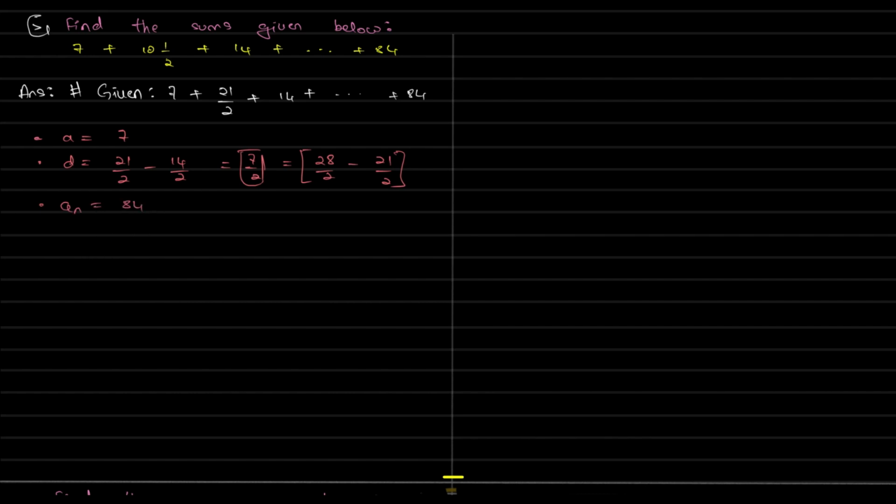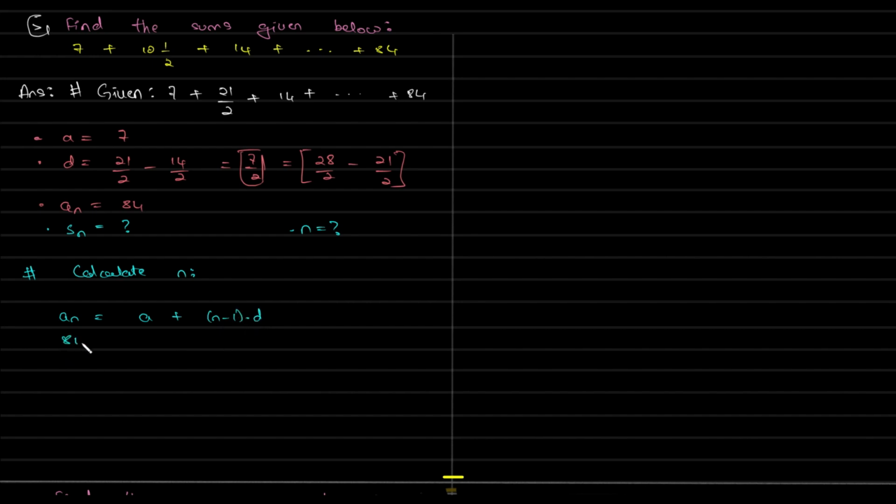So here we have to find Sn. We don't know how many terms there are. So basically, we need to find the number of terms to find the sum of the terms. Even the formula dictates you need n. So first we need to calculate n. We have an equal to a plus (n minus 1) into d.